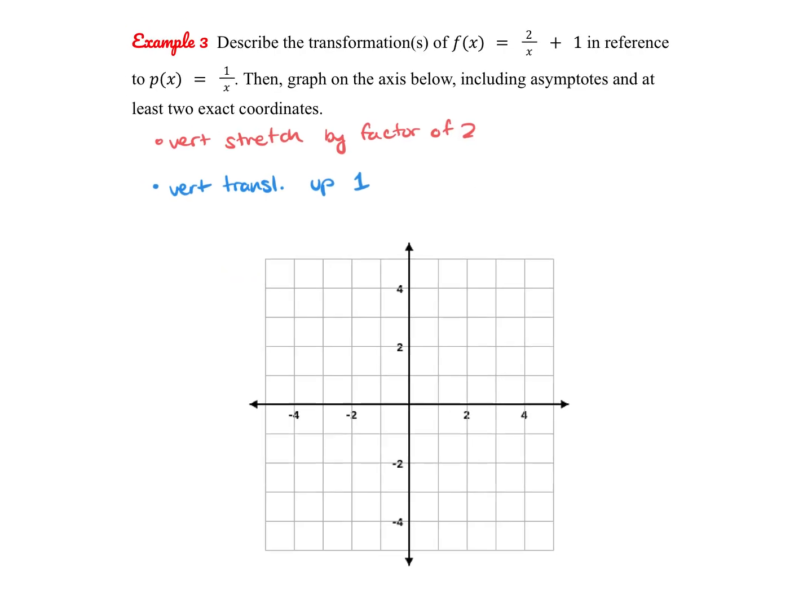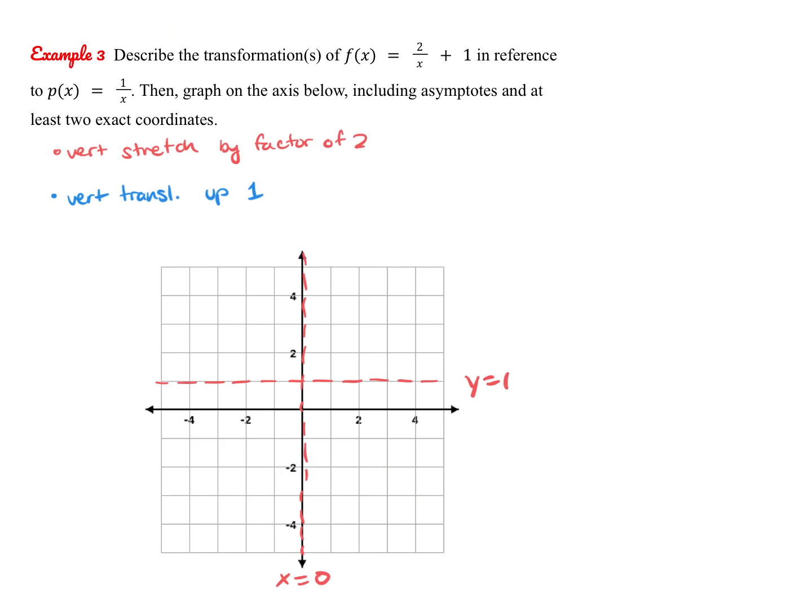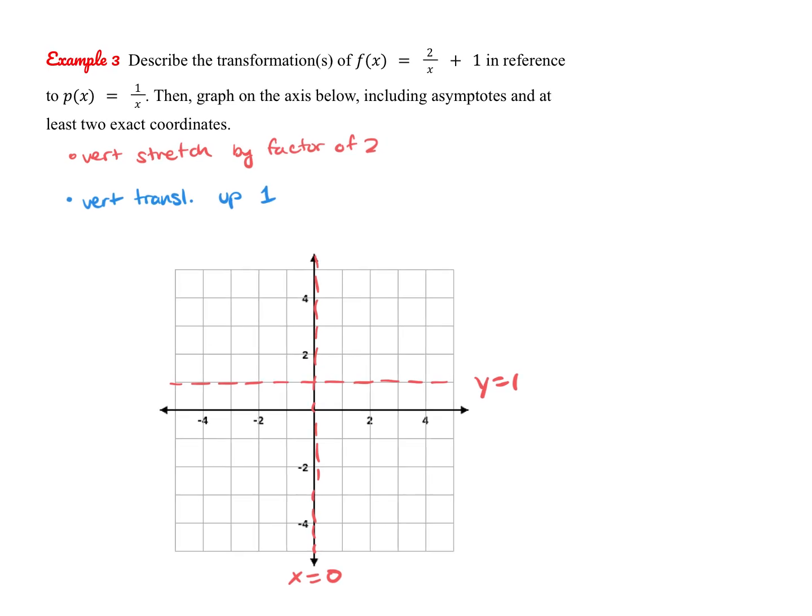So since my graph is being shifted up 1, that means that my horizontal asymptote will also be shifted up 1. So it'll become y equals 1. But since my graph is not shifted left or right, my vertical asymptote stays at x equals 0. So now we're going to plug in some points to the right and left. Let's do f of 1. So I have 2 divided by 1, which is 2, plus 1, which is 3. So the coordinate 1, 3.